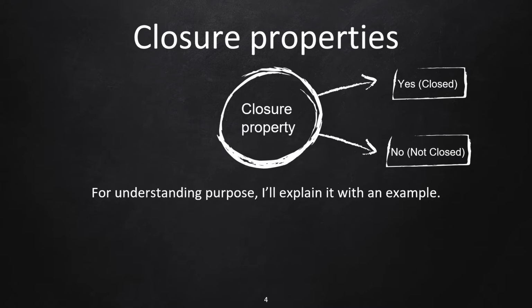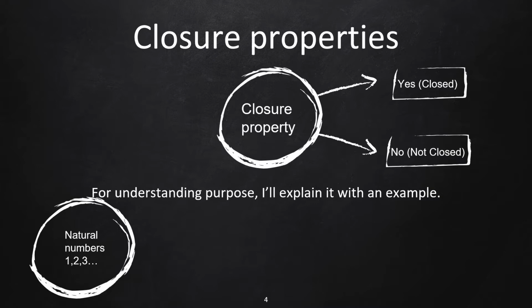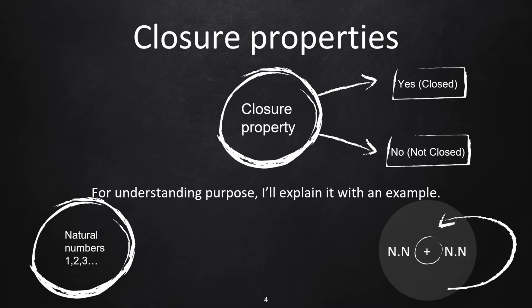Here, consider the case of natural numbers. Natural numbers is a set of numbers. From this set of natural numbers, let us take two random natural numbers and perform an operation. Here, I performed the addition operation between the two natural numbers. If you perform addition between any two natural numbers, the output produced from this addition is also a natural number.